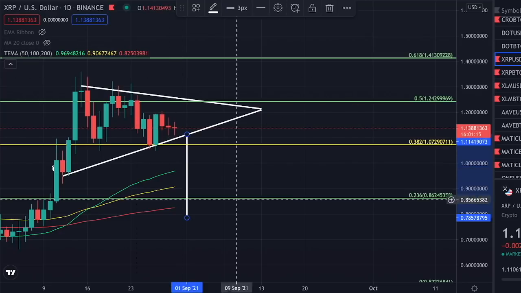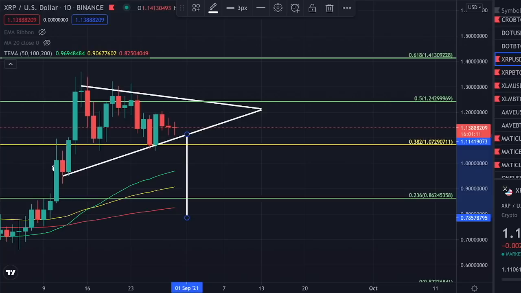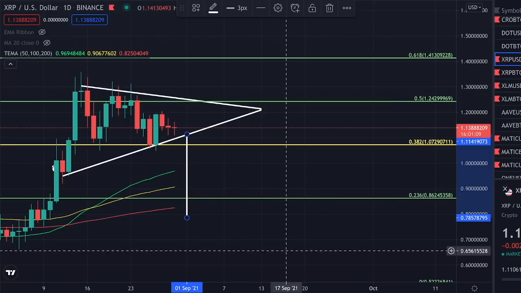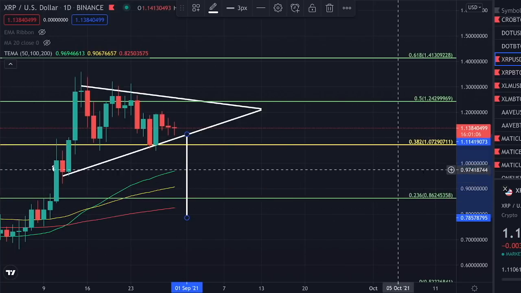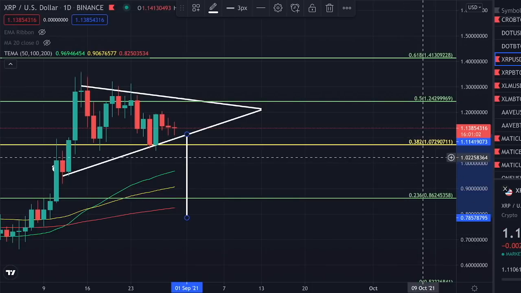And if we see a breakout underneath this ascending support line, we will be heading also 25% towards the downside, but we will be heading toward the 0.236 level at 85 cents, and that could perhaps be the next major level where we would be heading towards.